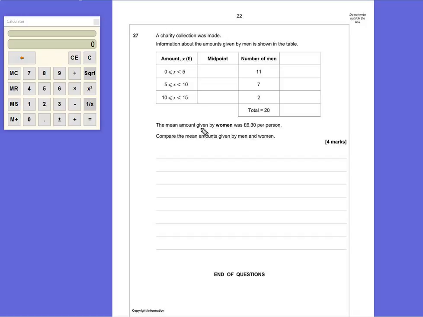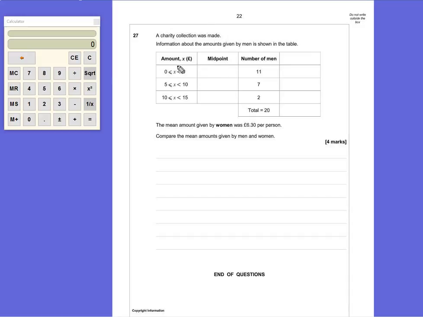The mean amount given by women was £6.30 per person. Compare the mean amounts given by men and women. This also tells us we're going to have to work out what the mean value is from the table. But don't forget, the actual question is asking you to compare the values, so you need to do that before the end of the question.